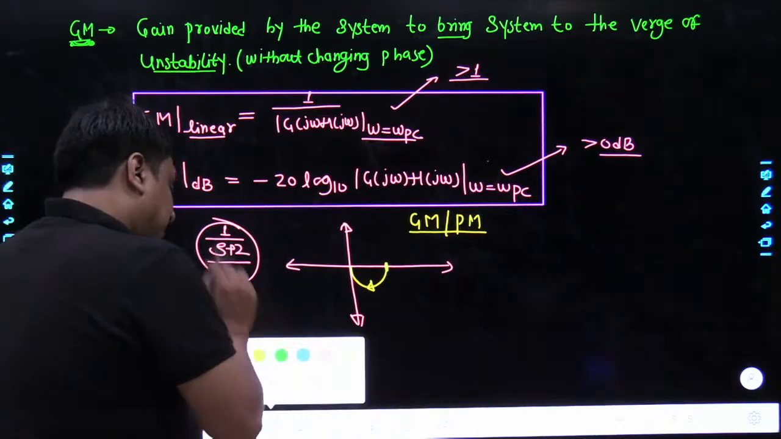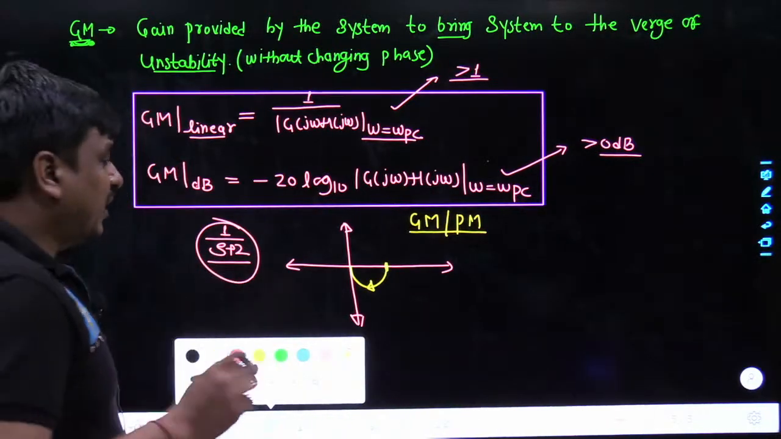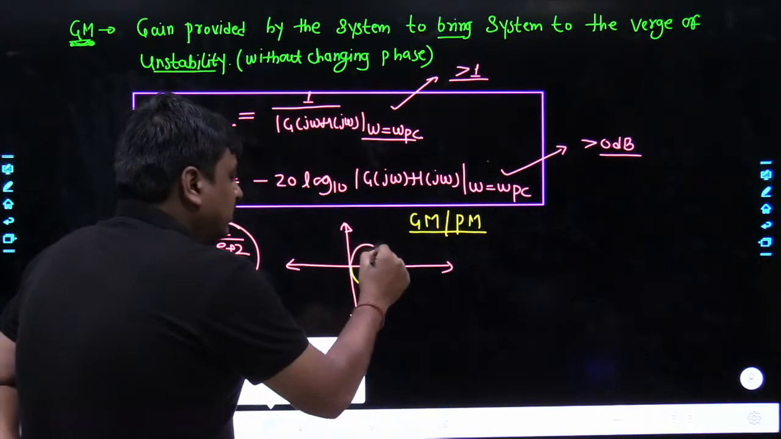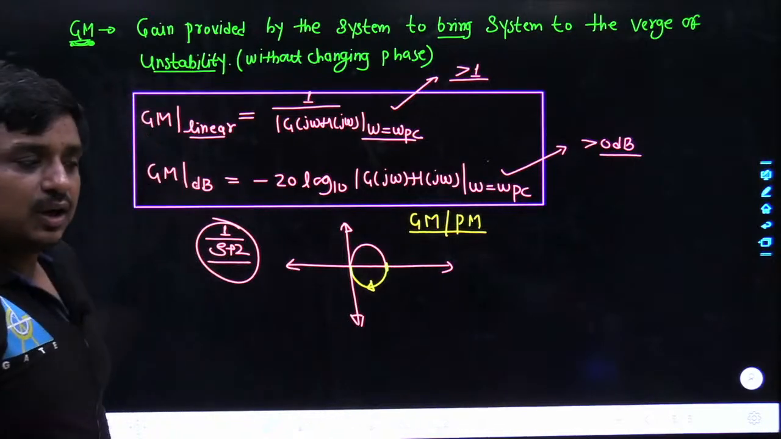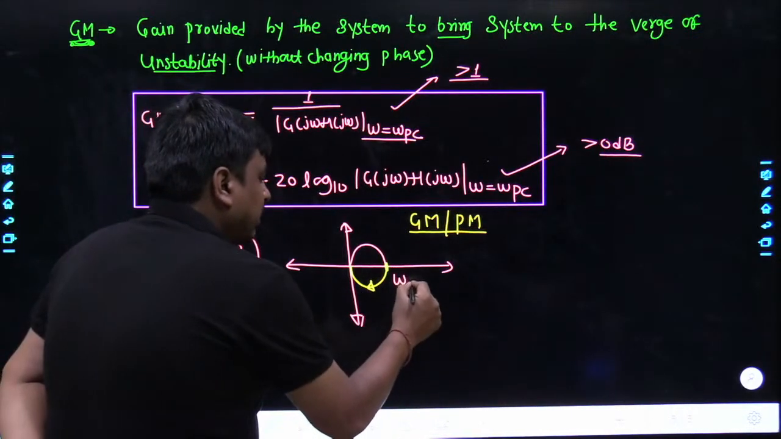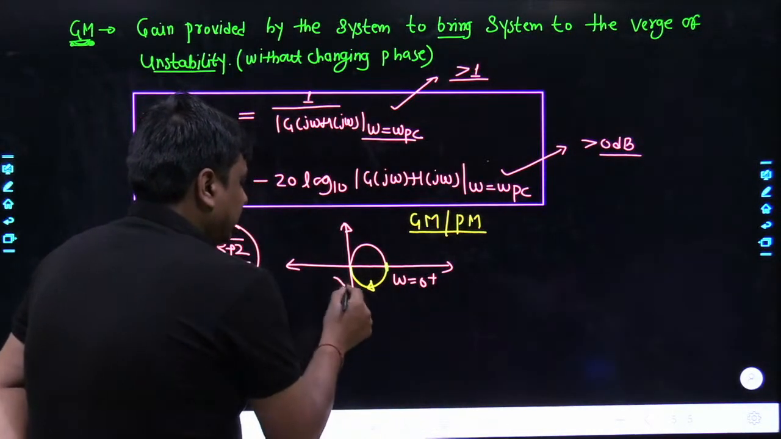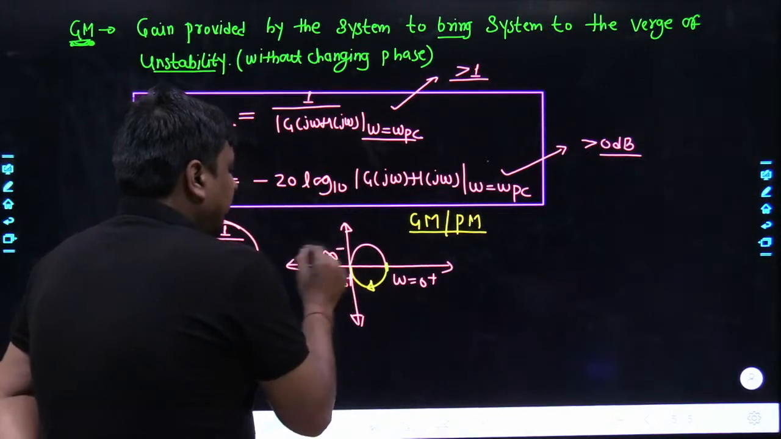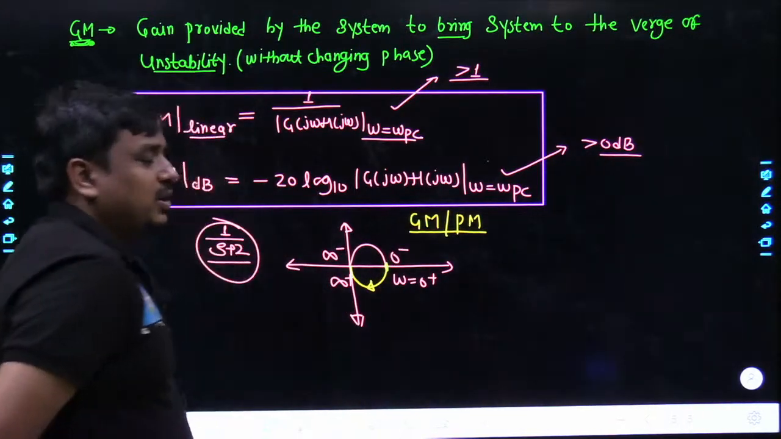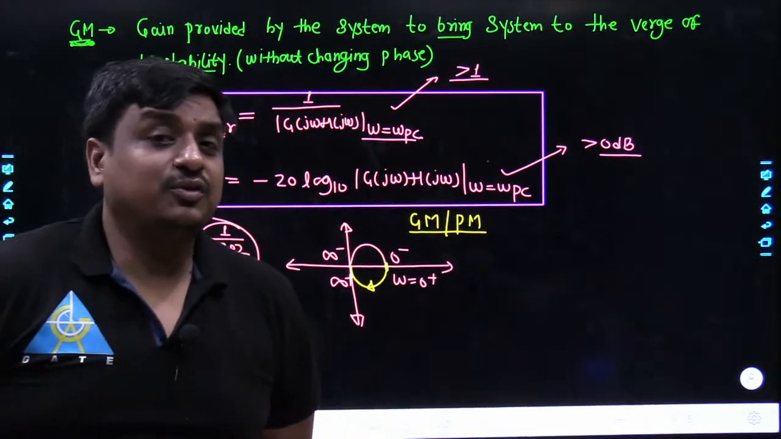See, stability has to be checked with the help of the Nyquist plot. So obviously I would close this out. Agreed? Here it is omega equals 0 plus. For better understanding, you can write infinity plus, infinity minus, and here it's 0 minus. Tell me what would be the gain margin as well as phase margin.